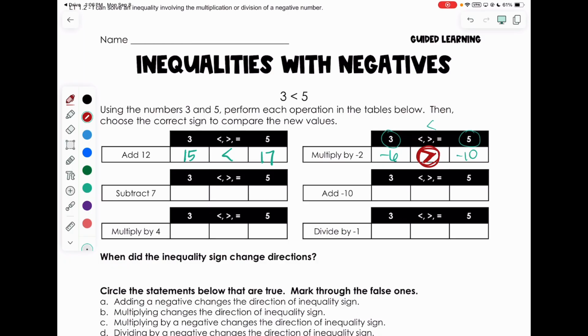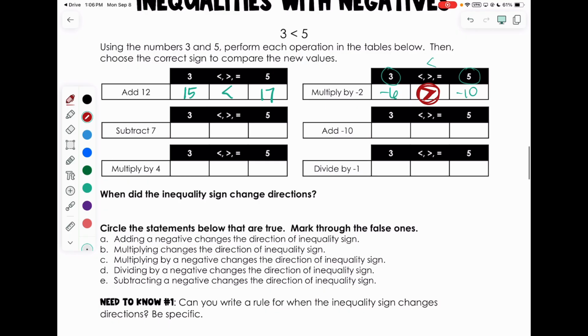Did you see what happened when we multiply by a negative number? But if I subtract, will it be the same or different? It's naturally like this, right? 3 is less than 5. Let's subtract 7. 3 minus 7 is? 5 minus 7 is? Okay, which one's greater? Negative 2 is still greater. So the sign hasn't changed, right?